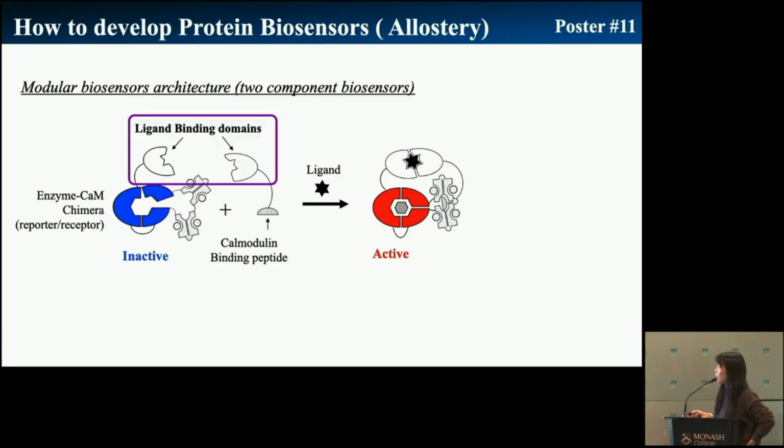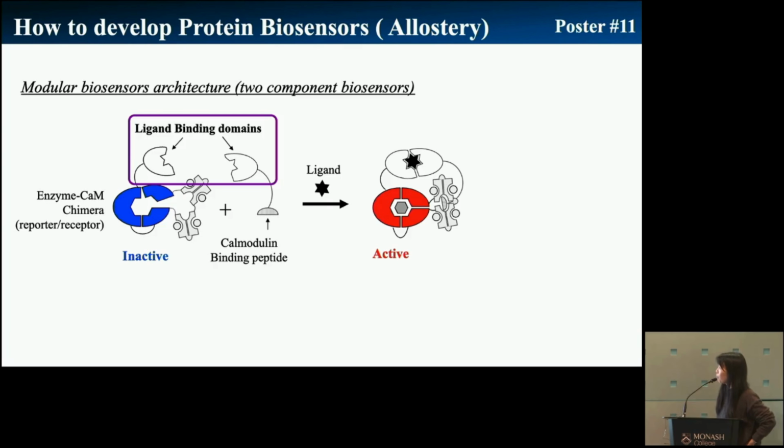Ligand binding domains are a key element in determining the biosensor's specificity. They are mainly sourced from the PDB data bank. For targets which do not have known ligand binding domains, AI turns out to be a successful strategy at the moment, as my supervisor talked about yesterday. However, the success rate is not that high. Sometimes you still rely on a selection system to narrow down the candidates.